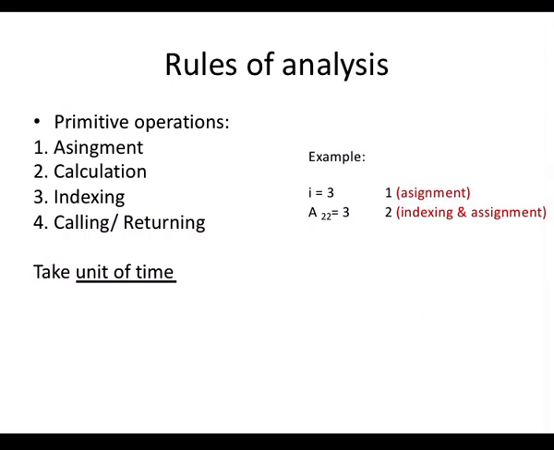Now, rules of analysis. Primitive operations like assignment, calculation, indexing, calling and returning take a unit of time. Here we have the example i equals 3. The element i is assigned the value 3, and this takes only 1 unit of time. In this case, however, it takes 2 units of time. 1 unit of time is for indexing: the element A in the second row and second column, the algorithm finds this element at that particular position and assigns the value 3 to it. So these are the operations of indexing and assignment, which take 2 units of time.